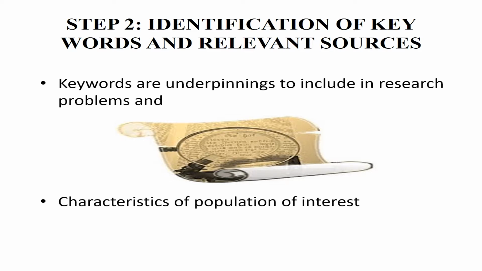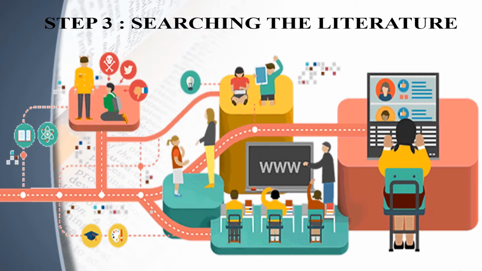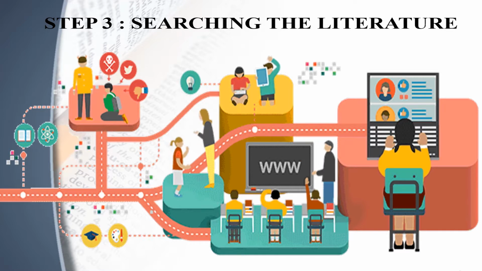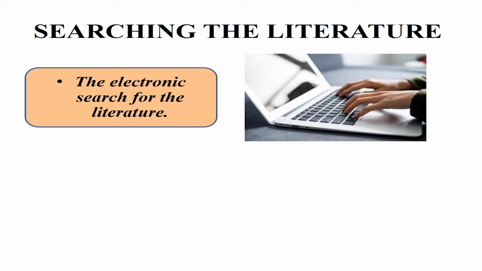After identification of key terms, the next step, that is, the third step in the review of literature, is searching the literature. After the selection of relevant resources, the researcher searches the literature electronically or manually.